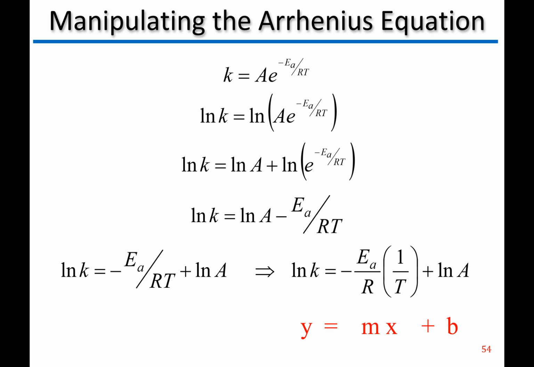So y is equal to mx plus b, where the slope of our line is EA over R. Okay, that's important. Our x values are 1 over T, and our y values are ln of k, while our b values are the natural log of A. I think I said that wrong. Natural log of k is our y, natural log of A is our b. But importantly, our slope value is minus EA over R.